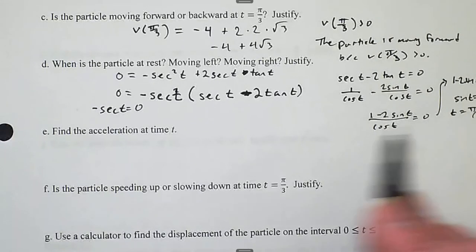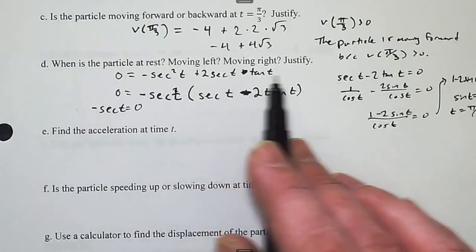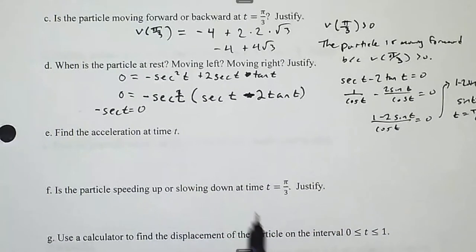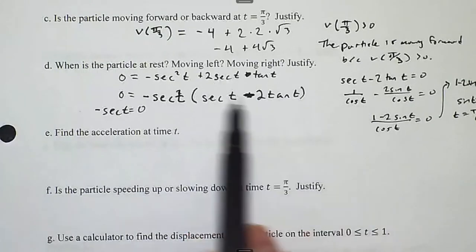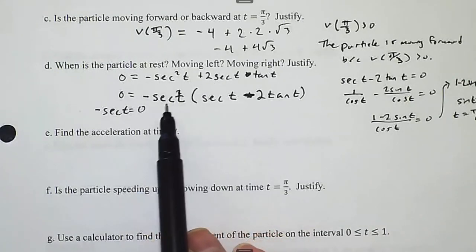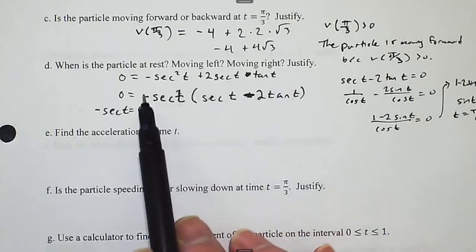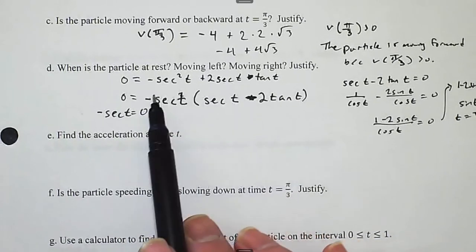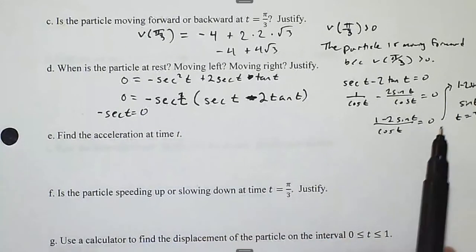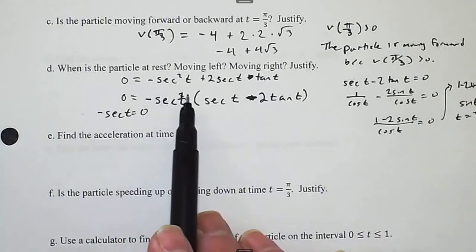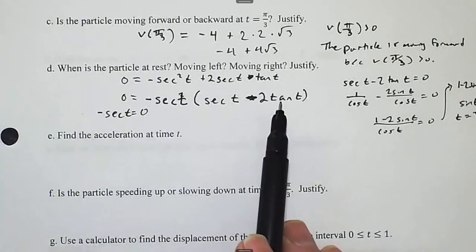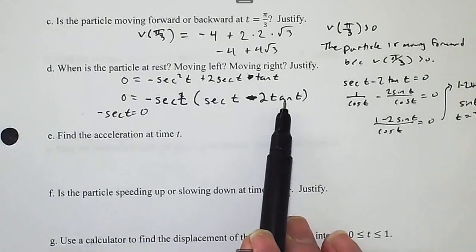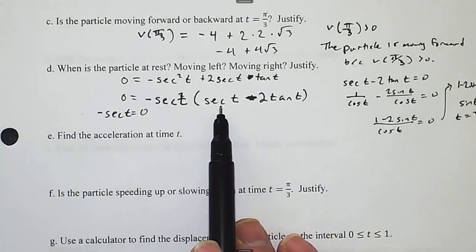When is it moving left? When is it moving right? I know there's not a lot of room, but we can go ahead and try and figure that out. If I look at the factored form, it's going to be easier, okay? From 0 to pi over 6, secant is positive, so that's a negative times a positive number. Now, tangent starts very small, and secant starts very large.